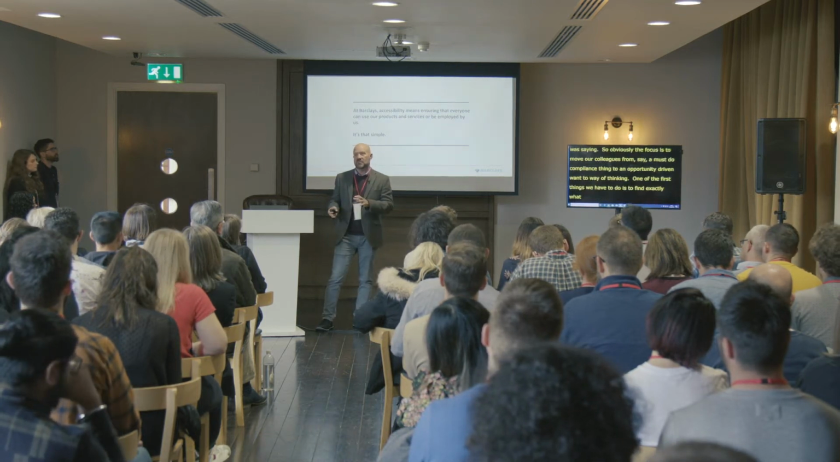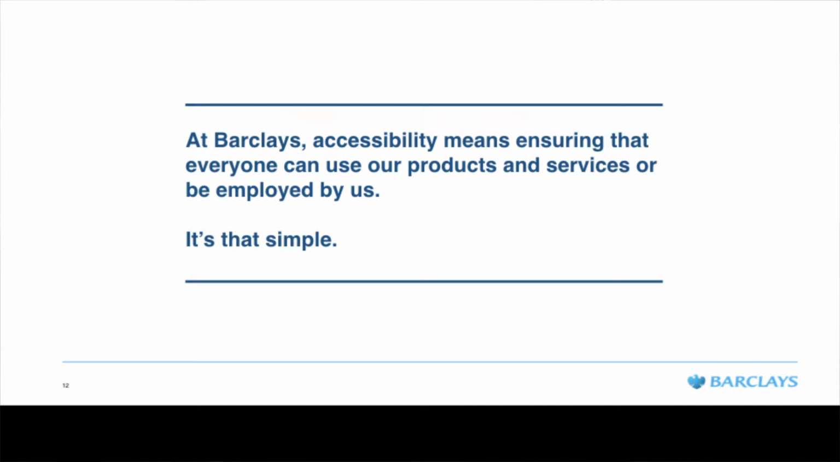Now, there's often some confusion about accessibility when you're talking technical terms. So they'll say, well, is it to do with access management or resilience or something like that? And we had to say, no, this is to do with making systems better for people with disabilities. And then our definition eventually became, to try and make it as simple as possible, at Barclays, accessibility means ensuring that everyone can use our products and services or be employed by us.